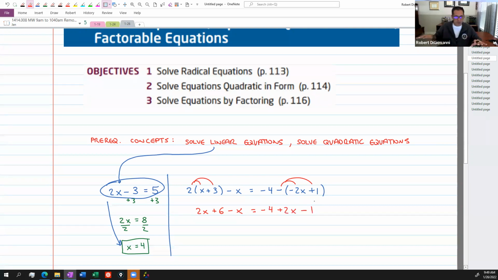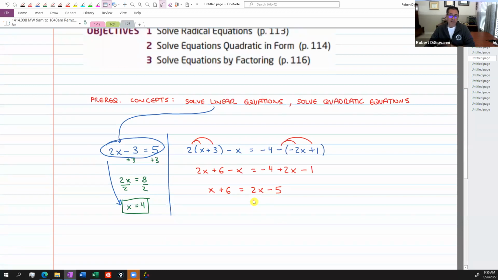All right, just distribution of things through. Then you collect like terms. So on the left side, I can put the x's together and get x, because 2x minus x is x, plus 6. On the right-hand side, I can only combine the minus 4 and minus 1 to give me minus 5.